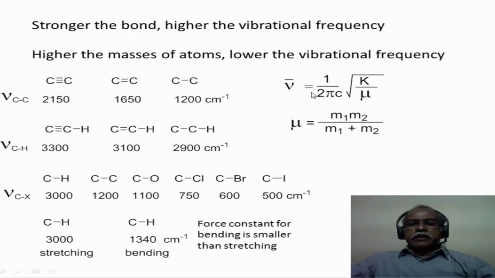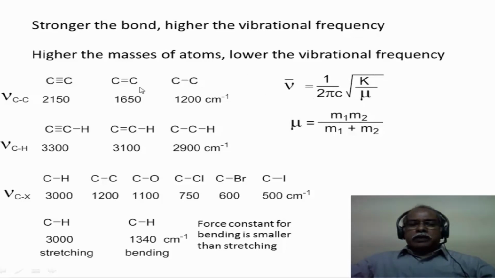So from this equation, one can come to the conclusion that the stronger the bond, the higher will be the vibrational frequency of that particular bond. The higher the masses of the atoms connected to a particular bond, the lower will be the vibrational frequency, because the frequency is directly proportional to the force constant and inversely related to the reduced mass of the 2 atoms that are connected to each other.